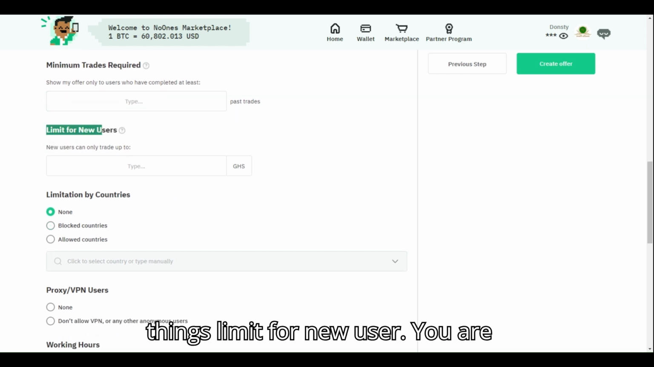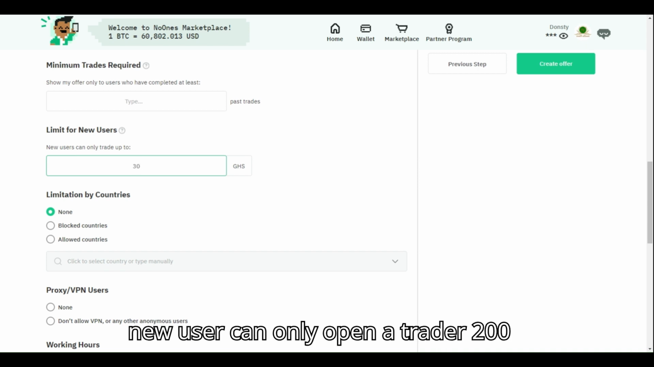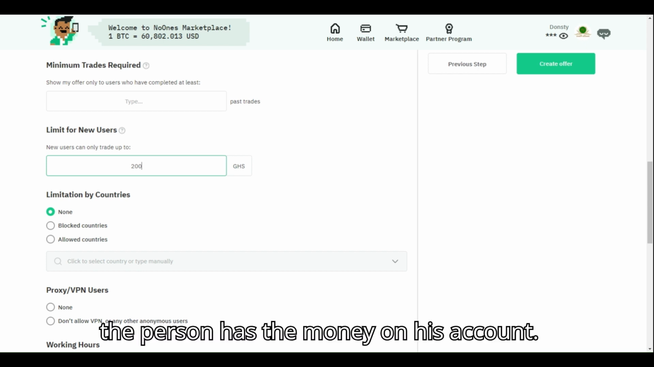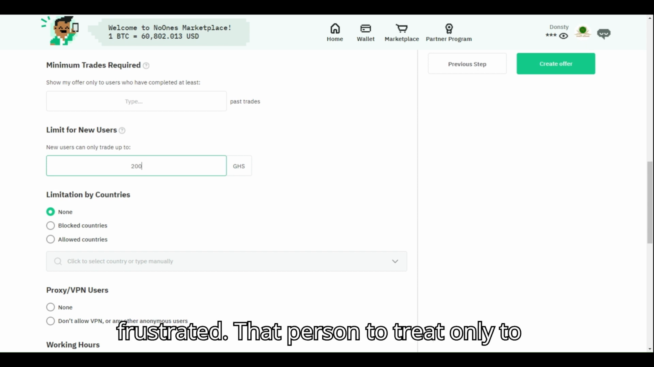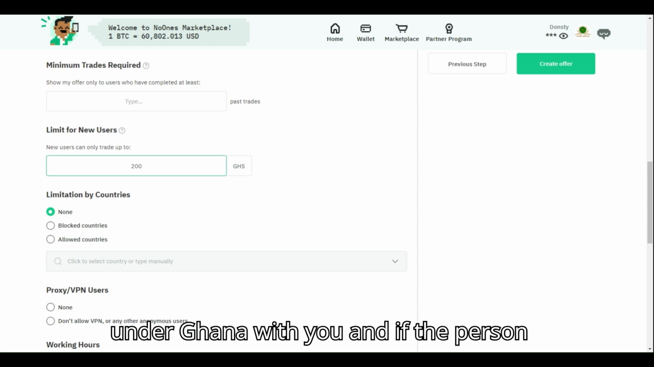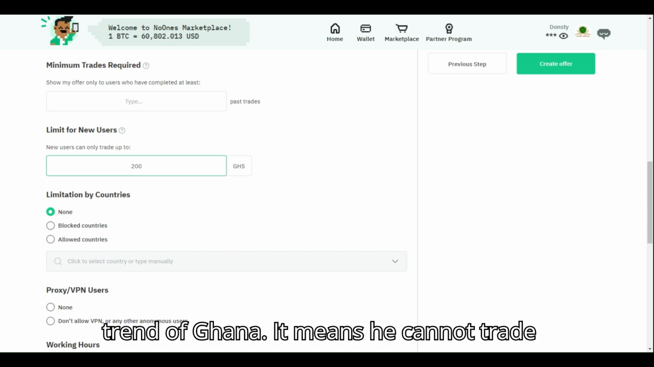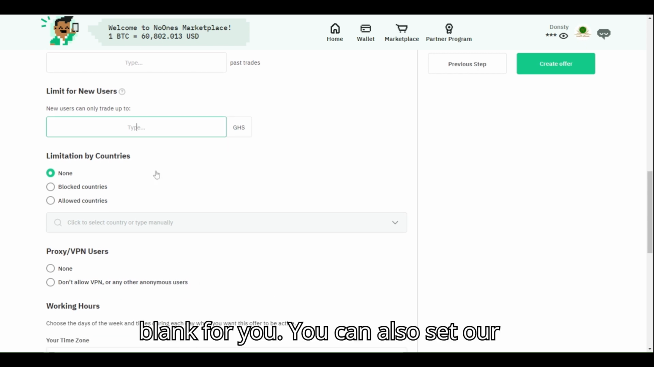Limits for new users: if you put a limit here, like a new user can only open a trade of 200 Ghana with you, but when there's a new user who has the money in their account and wants to sell to you, because you've restricted that person to trade only 200 Ghana with you, and if the person is willing to trade, let's say, 300 Ghana, it means they cannot trade with you. So always leave this space blank.